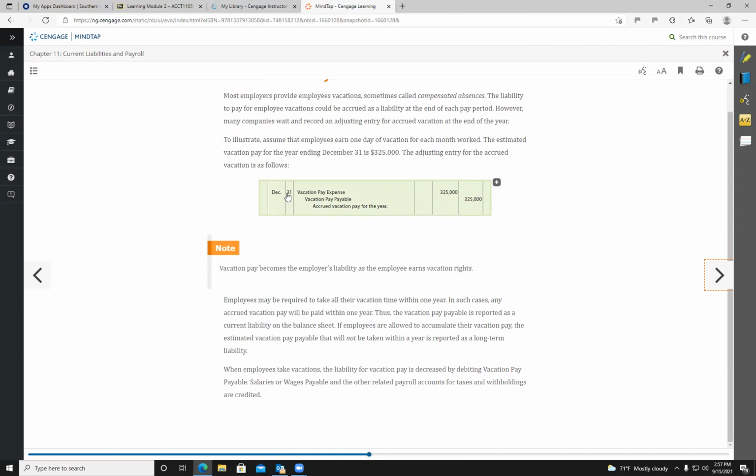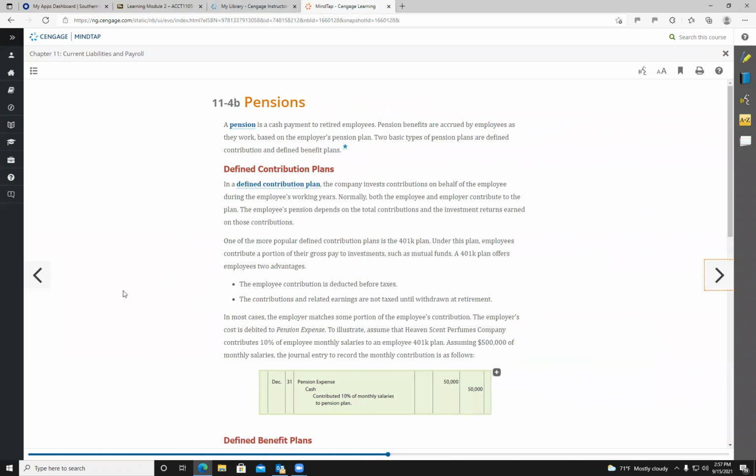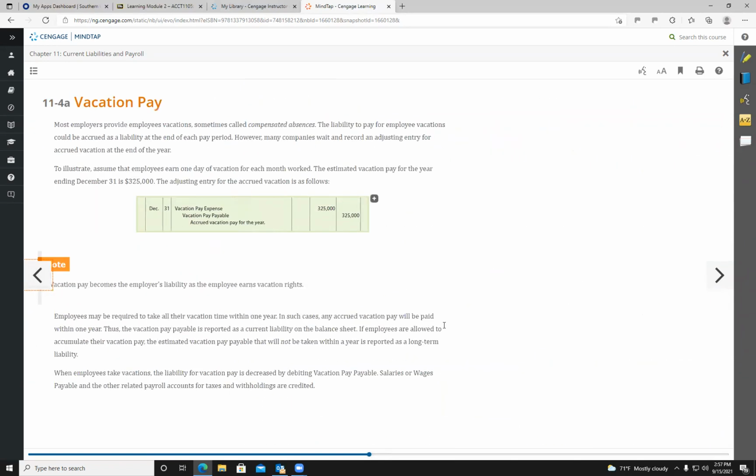When employees take vacations, the liability for vacation pay is decreased by debiting vacation pay payable, and then salaries or wages payable and other related payroll accounts for taxes and withholdings are credited. Okay, so you're not giving examples of that.